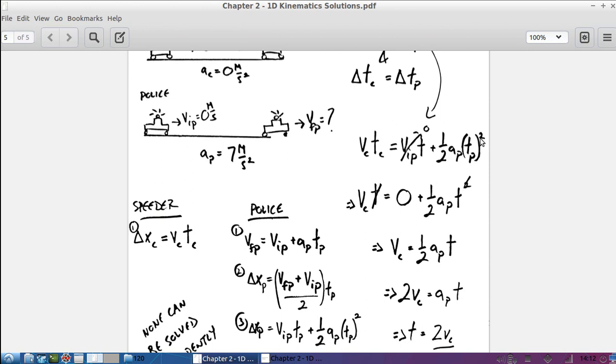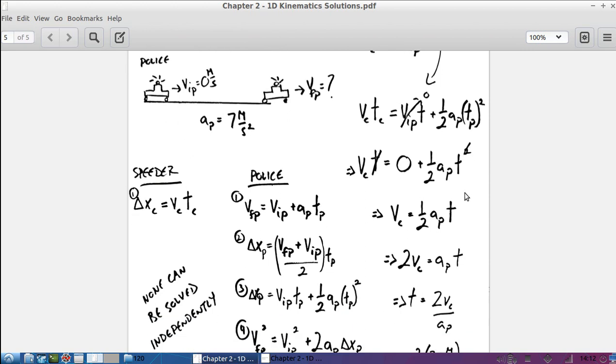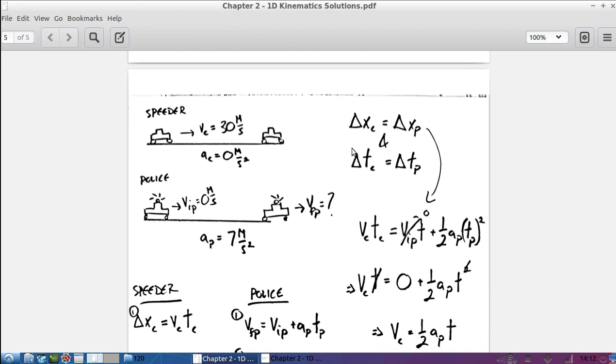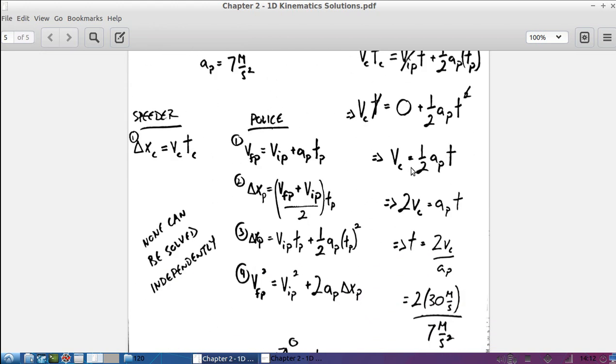Right? I see a lot of people drop this t squared from that equation 3, so just be careful with that. So both sides have one t term, right? I've got a single term on this side, single term on this side. They both have t in them. Again, delta t is the same for both vehicles, and I'm going to cancel them out. Right? 1t goes away from here, 1t goes away from here. I get v sub c is 1/2 a sub p times t.